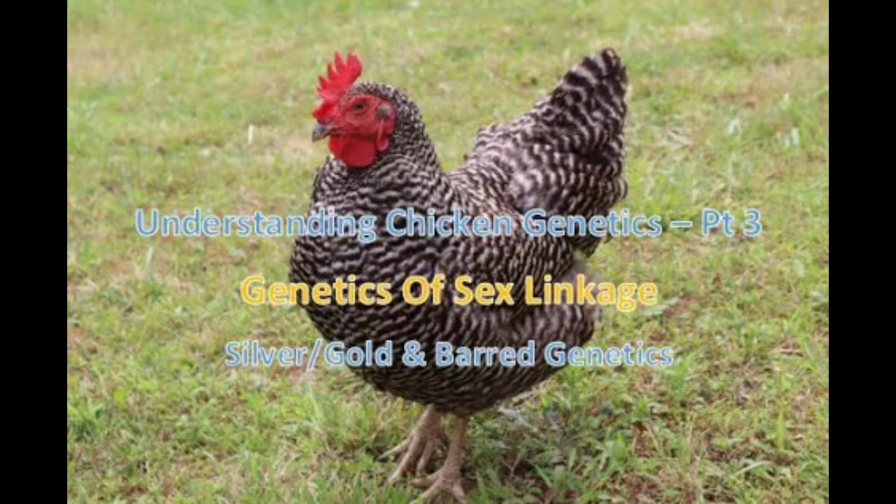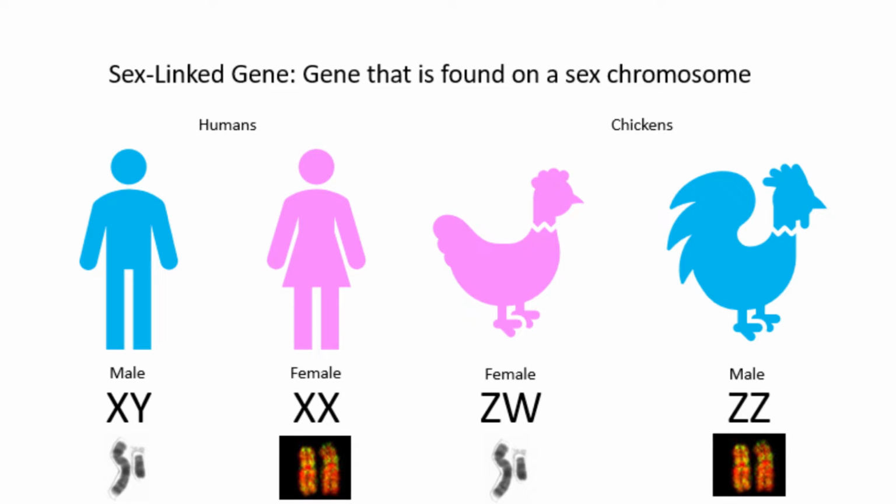To sum up what was stated in a previous video I made on the genetics of sex linkage, a sex-linked gene is a gene that is found on a sex chromosome. Chickens, just like humans, each have 2 sex chromosomes. In humans, males have an X and a Y chromosome, and females have 2 X chromosomes. Chickens, on the other hand, are reverse, with the female having a Z and a W chromosome, and a male having 2 Z chromosomes. This means that in chickens, the female's chromosomes, or genes, determine the gender of the offspring.